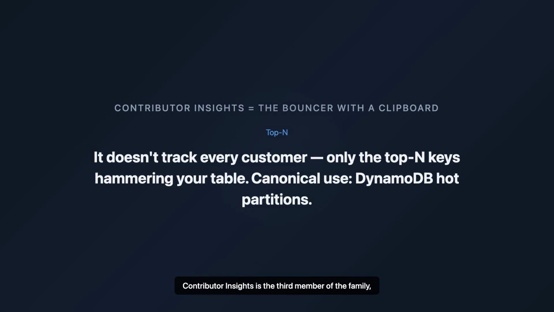Contributor Insights is the third member of the family, and it has one very specific job. It identifies the top-N contributors to a metric. Think of a bouncer with a clipboard at a busy nightclub. He's not writing down every drink order, he's writing down the 5 loudest customers causing the trouble.